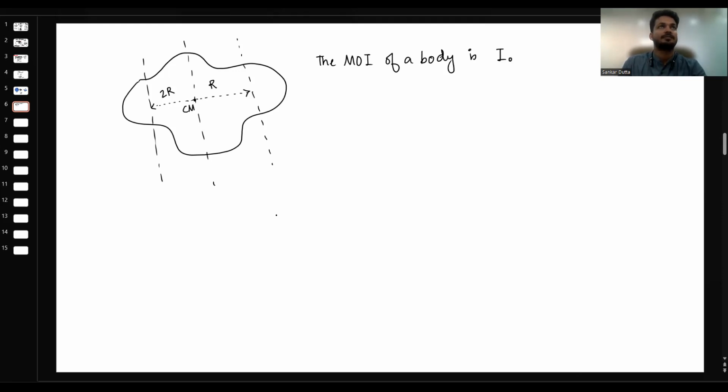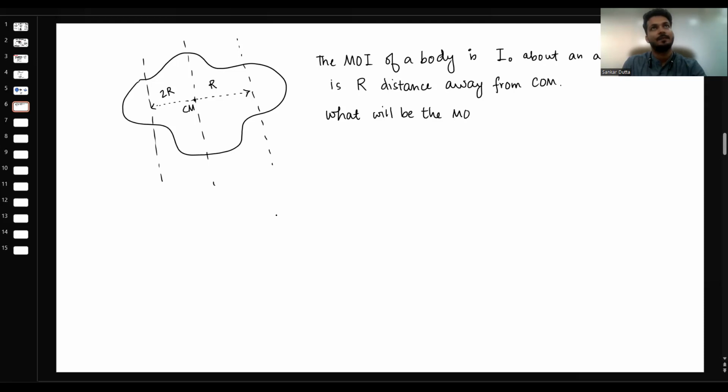The moment of inertia of a body is I naught about an axis that is r distance away from the center of mass. So what will be the moment of inertia about an axis that is 2r distance from the center of mass?